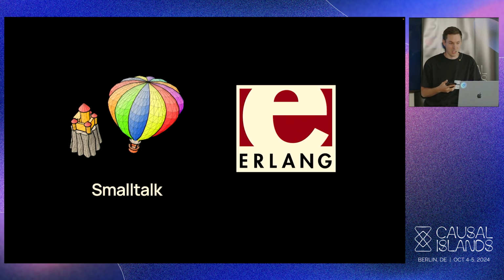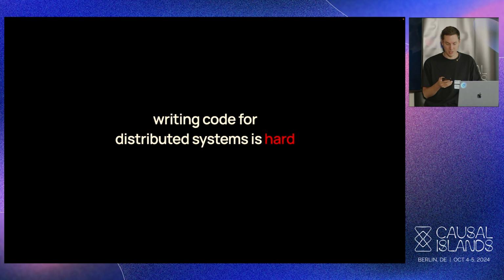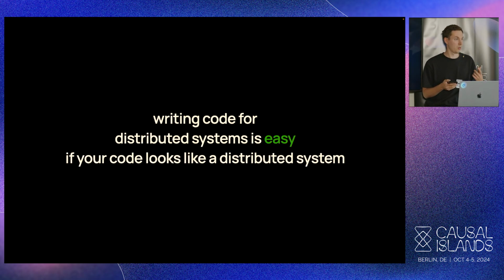The best example of that is Smalltalk from back then. That's the first object-oriented, actor-oriented language they came up with. And the most successful programming environment for it, I would say, is Erlang, that was invented for, I think, the Swedish telecom. Particularly with Erlang, it really helps with these problems where writing code for distributed systems is so hard. But it's actually easy if your code itself looks like a distributed system.